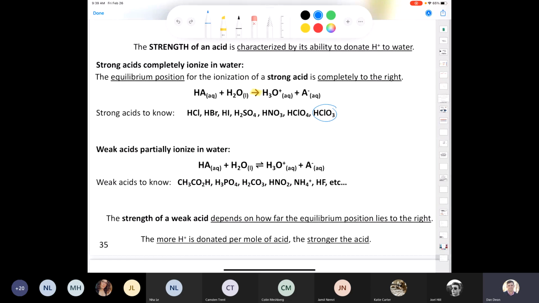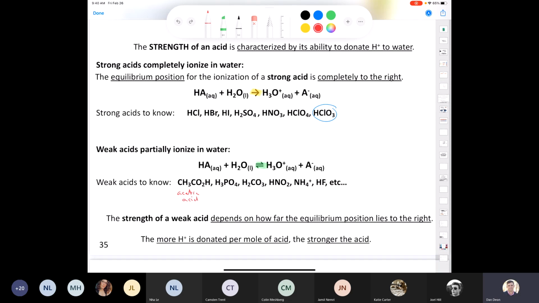Now there are many weak acids, thousands of different weak acids. However, there are some that are going to come up so often in this class, you guys, there's just no way around it than to memorize them, right? Weak acids partially ionize in water. We use the equilibrium arrow. What are the weak acids? We have acetic acid here, right? You've already seen it 3-4 times in this class. Phosphoric acid, carbonic acid, nitrous acid. The ammonium ion is a weak acid, and hydrofluoric acid is also a weak acid.